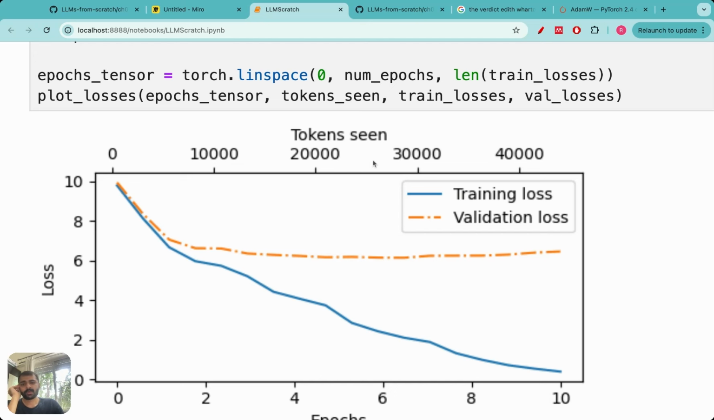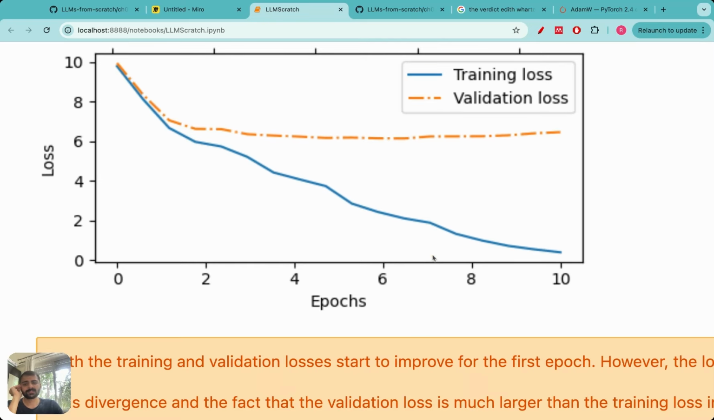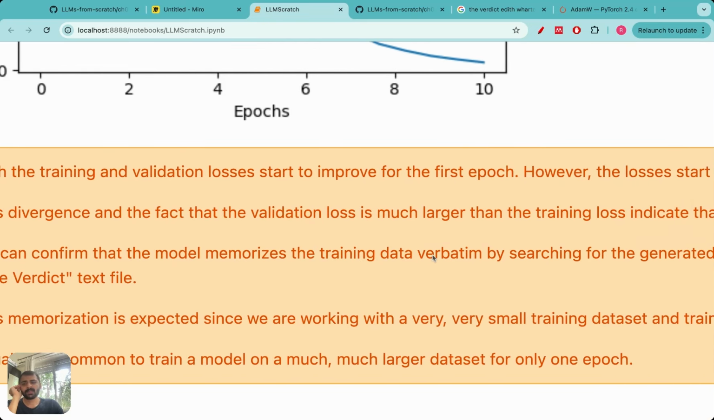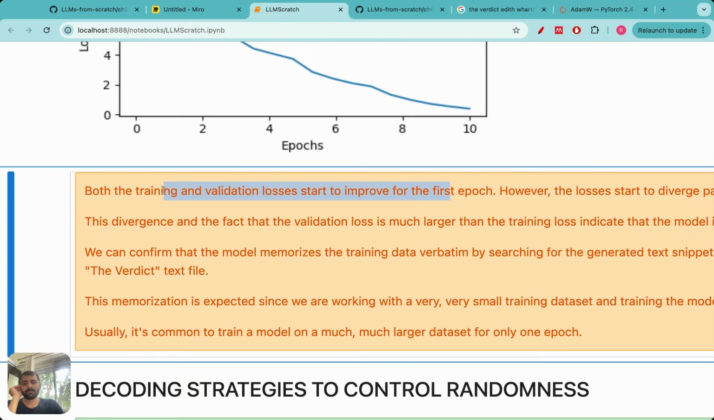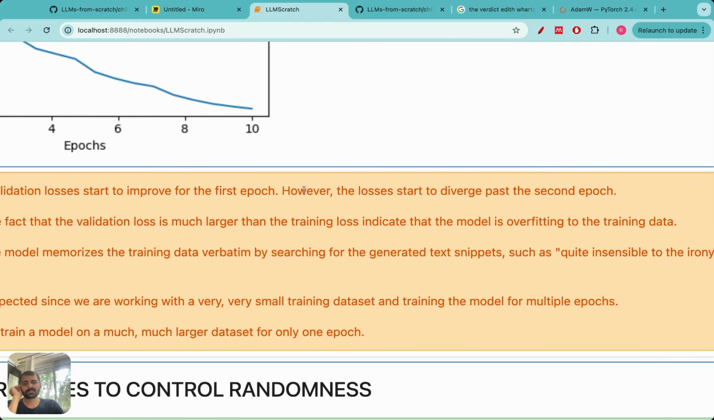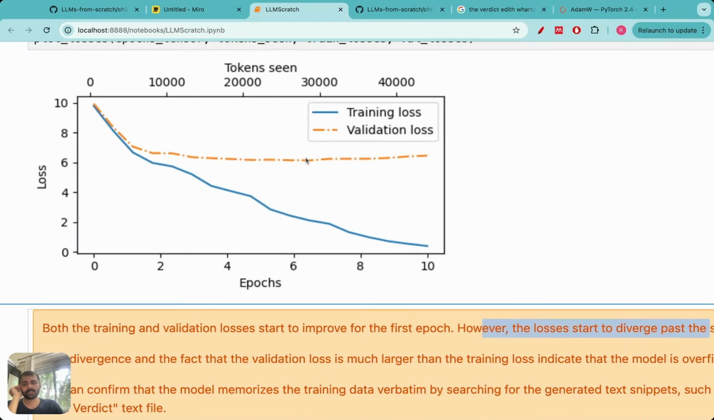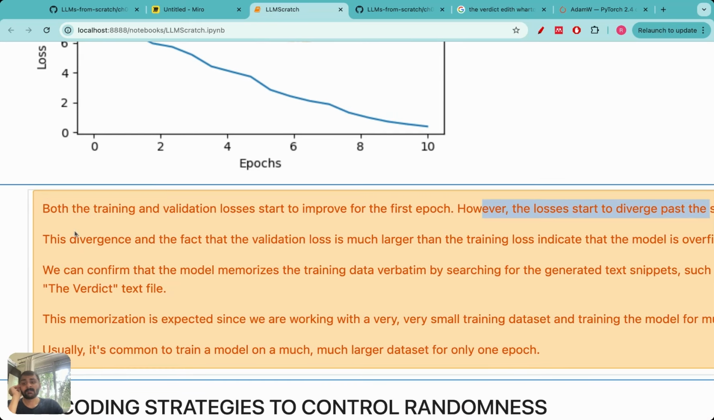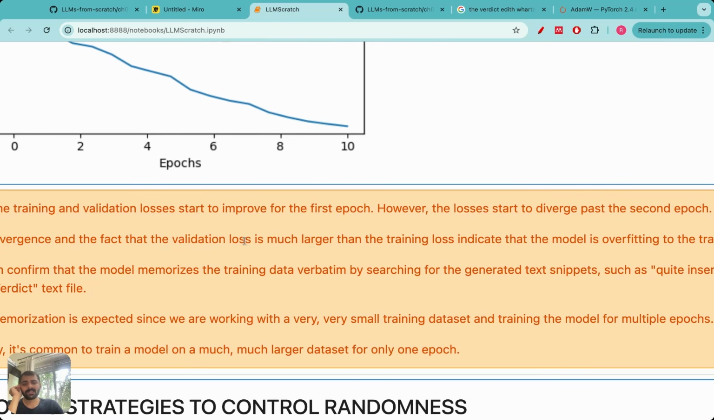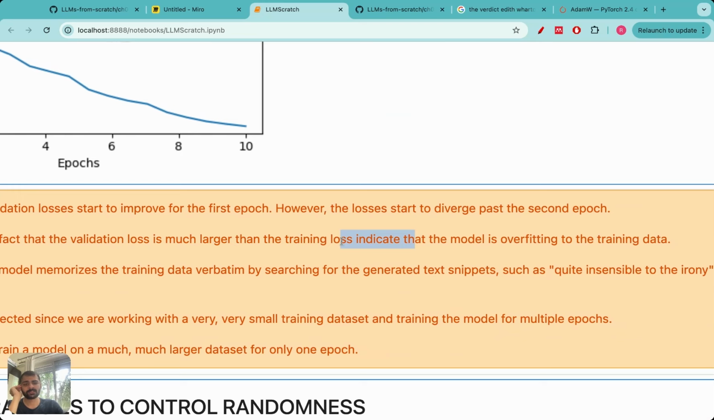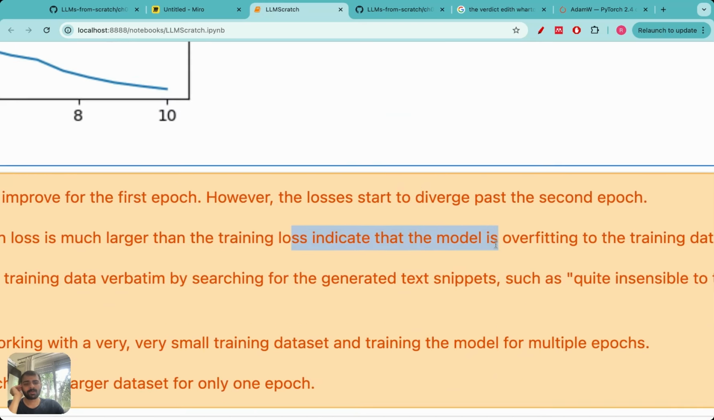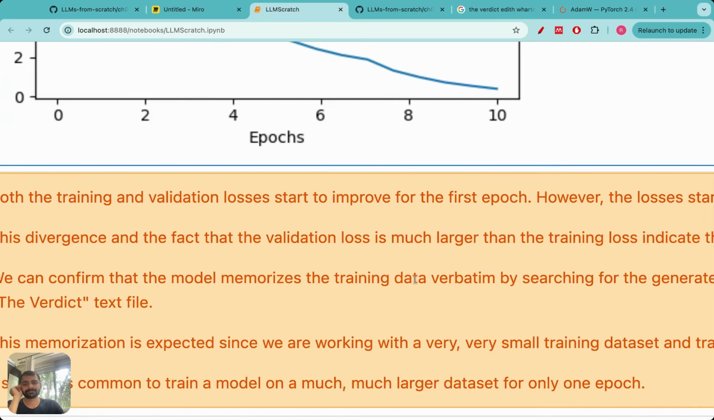As the number of tokens seen increases, you'll see that the training loss decreases a lot, but the validation loss stagnates. So both the training and validation loss improve after the first epoch. However, the losses start to diverge past the second epoch. See over here, after the second epoch, the losses have started to diverge. This divergence, and the fact that the validation loss is much larger than the training loss, indicate that the model is actually overfitting to the training data.